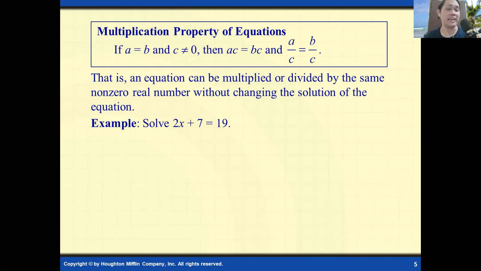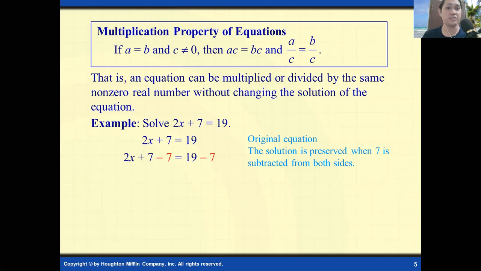So let's try to apply the property in the given equation. Solve 2x plus 7 is equal to 19. So how are you going to solve this one? We have 2x plus 7 is equal to 19, which is the original equation. Then the next step is we are going to what? The solution is preserved when 7 is subtracted from both sides. So we are applying here the subtraction property of equality. So let's just subtract both sides of the equation by 7, as you can see in the red mark. So we have 2x left.